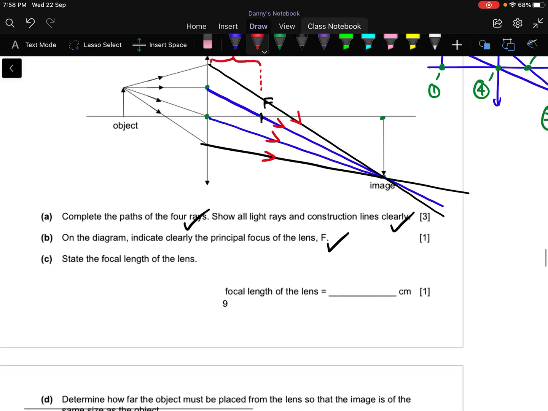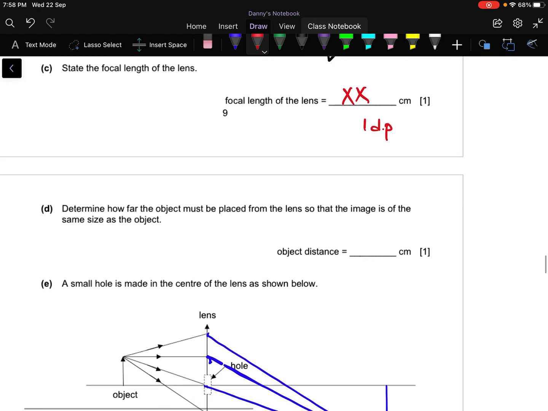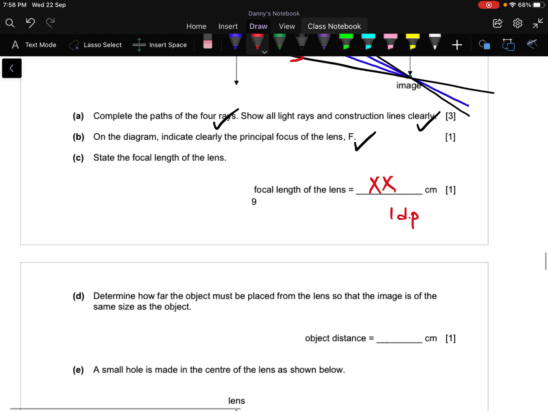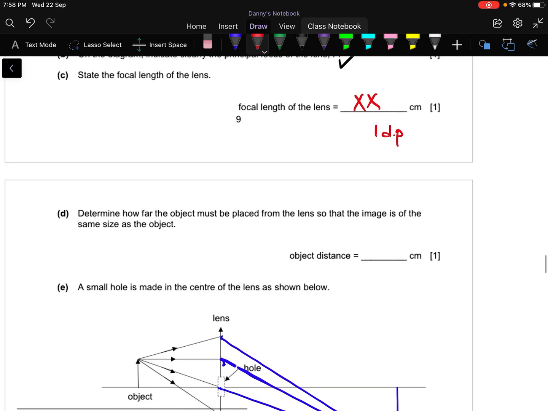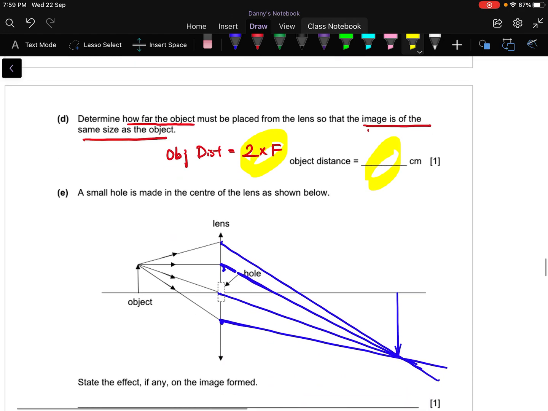So you can measure and find out. If you are measuring, then just show 1 dp because you are using a ruler. Then for part D, object distance, determine how far I need to move my object such that my image will be the same size. Unfortunately, this one is memorization. If you want the same size, then the object distance must be 2 times the focal length. Since you already know the focal length, you multiply by 2, and you will get this.